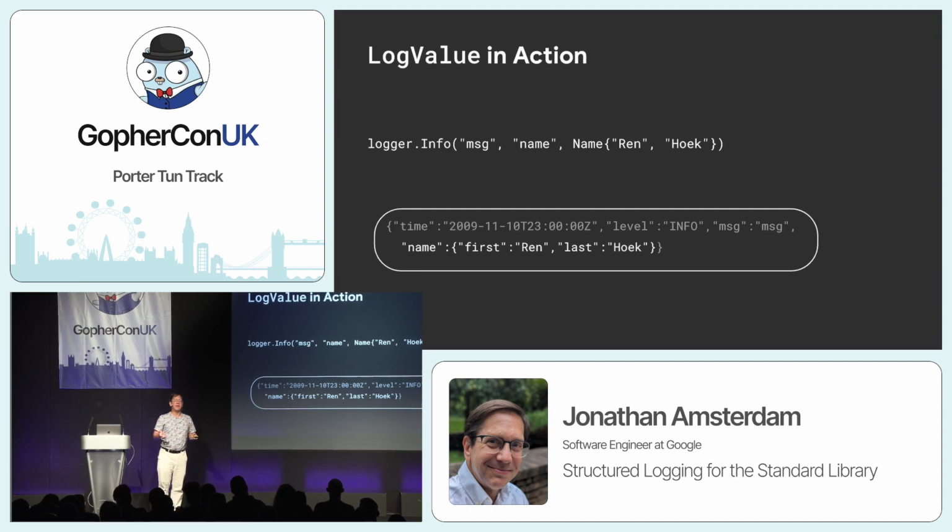Now, how is this different from writing a MarshalJSON method on that type? Well, it wouldn't be different in this case, but let's say you used a handler that outputted YAML or key=value pairs or something like that. The LogValue method, since it just returns slog entities, every handler will process it appropriately, and you'll get the right output for whatever handler you use.